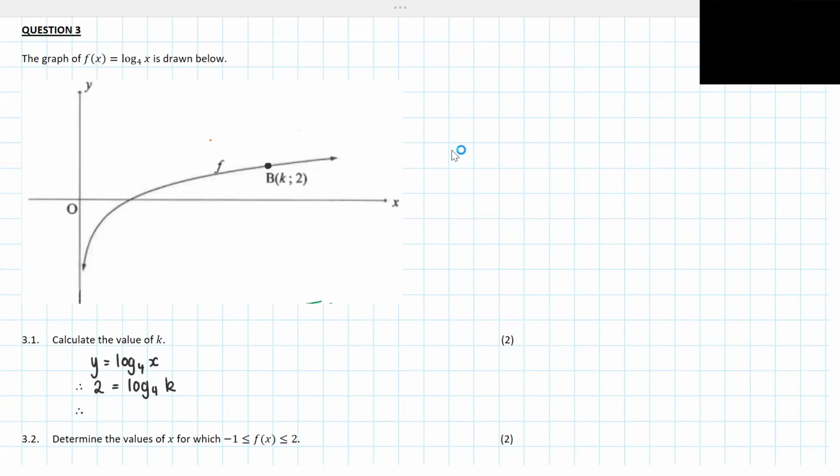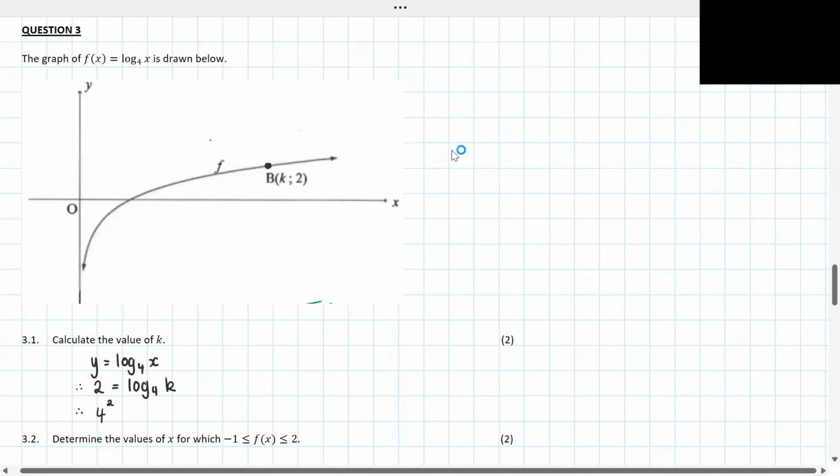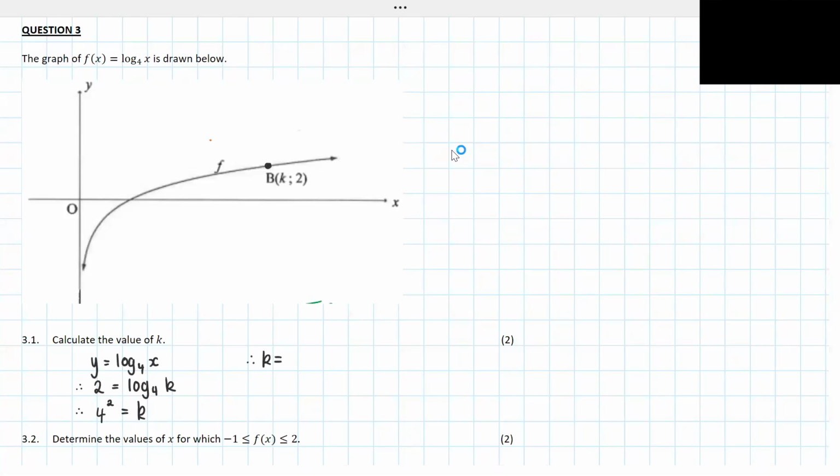Okay, guys, so it's base 4 to the power 2 equals k, and so therefore k is equal to 16, and you do now know that the coordinate of B is (16; 2). Might be helpful, might not be, but at least now we have that information.